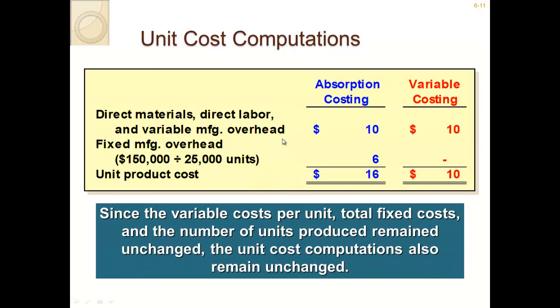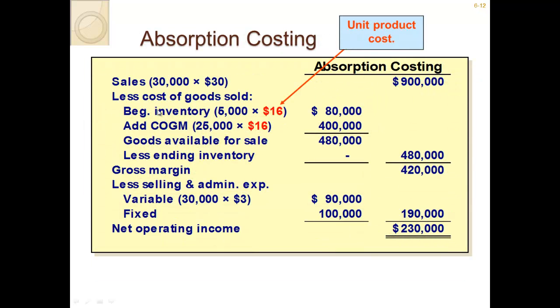So under absorption costing, we have the $10 plus the $6. So our unit cost is 16 instead of 10. Since the variable cost per unit, total fixed cost, and the number of units produced remain unchanged, the cost computations remain unchanged. So beginning inventory, valued at 80,000. Add our cost of manufacture. So our total goods available for sale, less the ending inventory. So now we have 480,000.